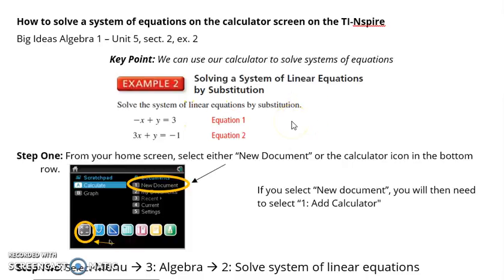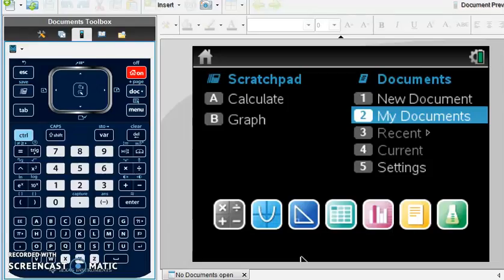Let's suppose I've solved this by substitution on my paper and I want to check my answer. Or let's say I'm on a test and I'm out of time but I'm able to use my calculator. It's a great way to solve a system of equations. We're going to go ahead and create a new document with the calculator option. So let's go to our calculators and do that.